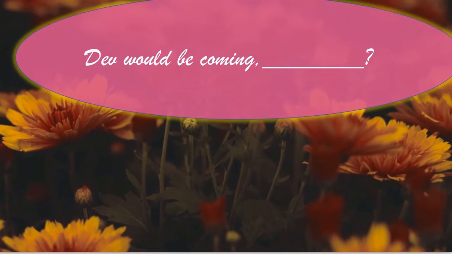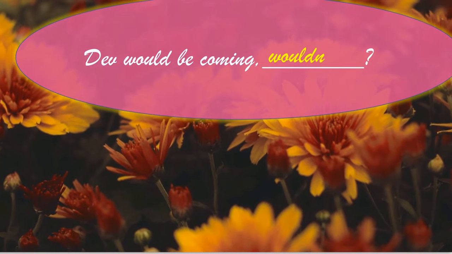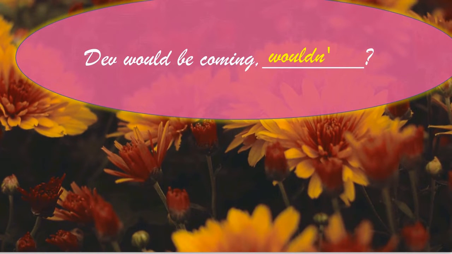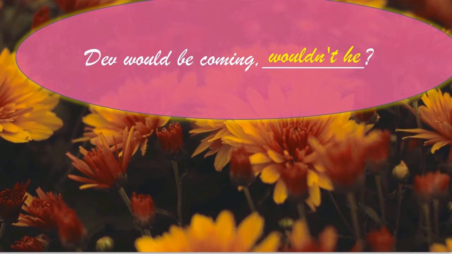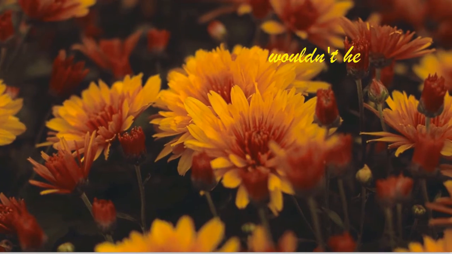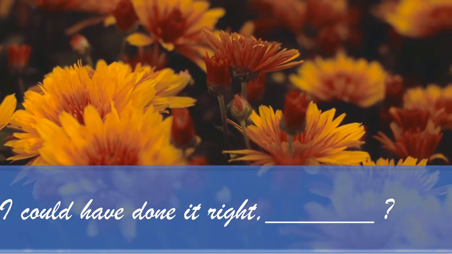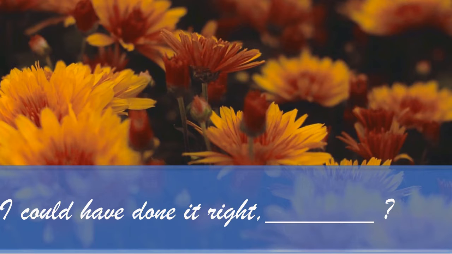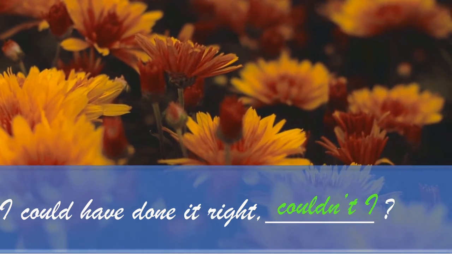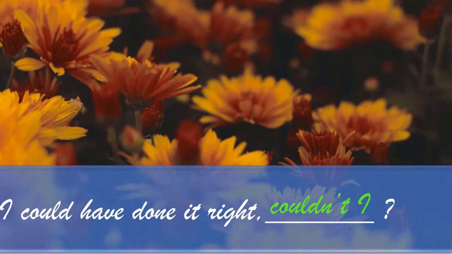We'll take the first auxiliary. The sentence is positive, so the tag should be negative. Therefore the tag is wouldn't he. Dave would be coming, wouldn't he? The next question, I could have done it right. Please guess the answer. Yes, couldn't I? I could have done it right, couldn't I?